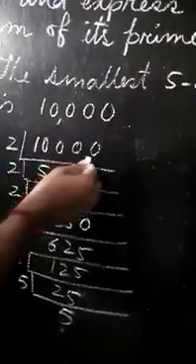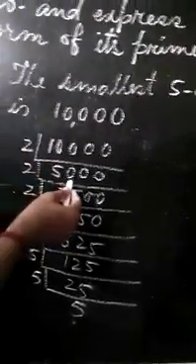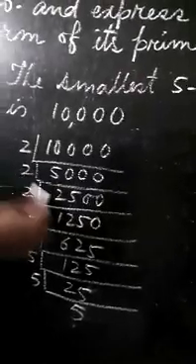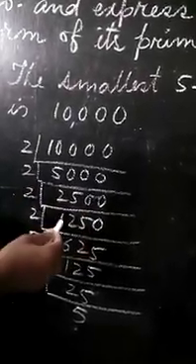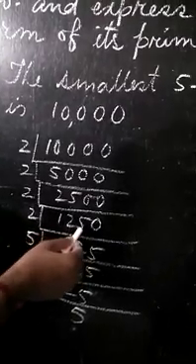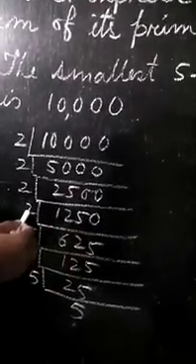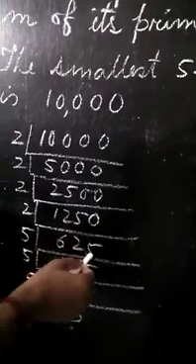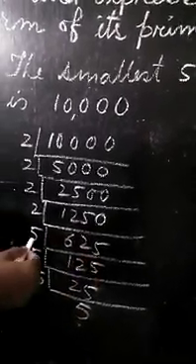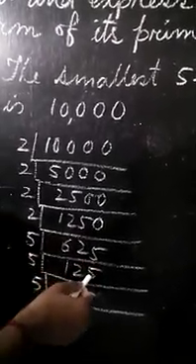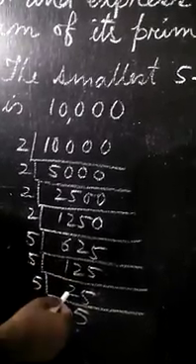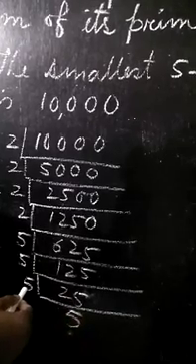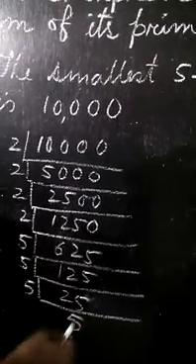Now this 10,000 is divided by 2 to get 5,000. Again divide by 2 to get 2500. Again we divide this by 2 to get 1250. Again it is divisible by 2, 625. Now 625 is divisible by 5, we get 125. Again we divide this by 5, we get 25, and this 25 can be written as 5 into 5.